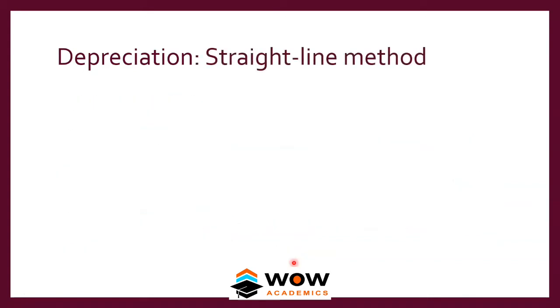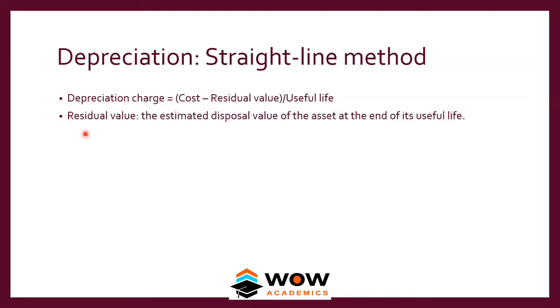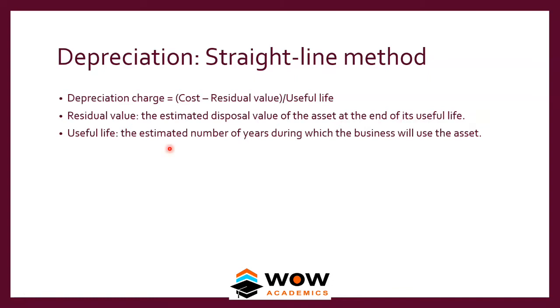So here we look at the methods which are used in depreciation. The first one is the straight line method. This is a formula: the depreciation per year would be cost minus residual value divided by useful life. What is residual value? The estimated disposal value of the asset at the end of its useful life. It's something like scrap value. Useful life is the estimated number of years during which the business will use the asset.